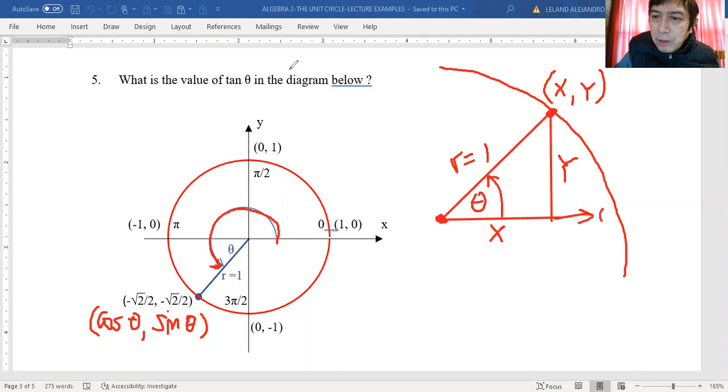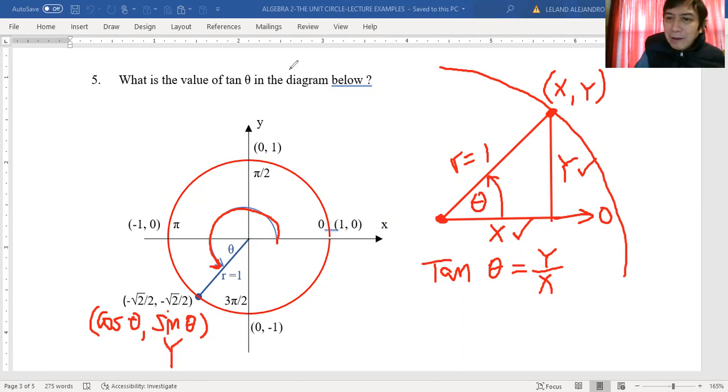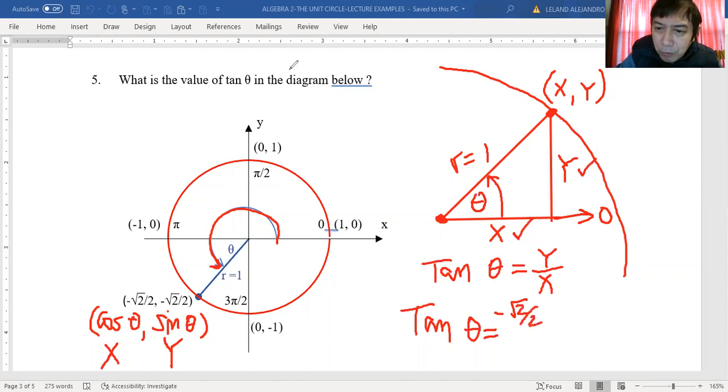This is the 0-degree initial side. And so if you're after the tangent, it's opposite side divided by adjacent side. So it's y over x. So tangent of theta is y over x. This means you will use the y, which is the sine theta, and the x, which is the cosine theta. Our y in the diagram will be sine theta, and that is negative square root of 2 over 2, and then our x is negative square root of 2 over 2 also.